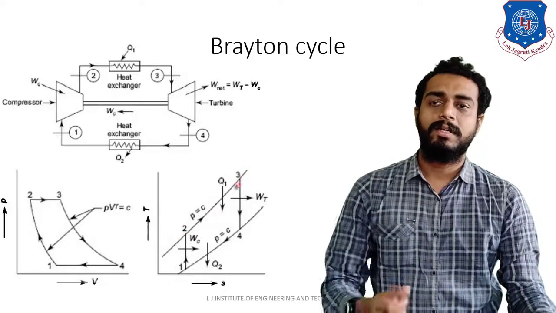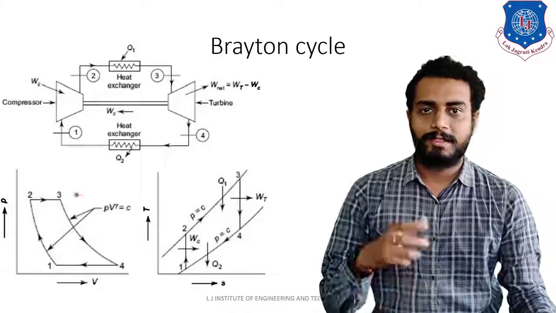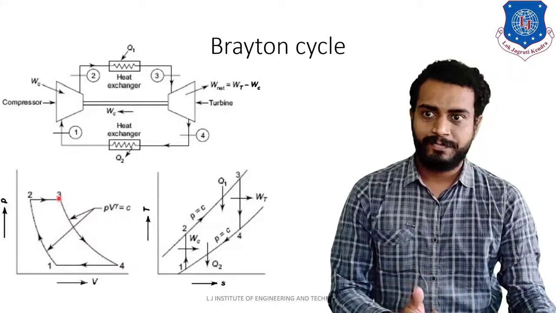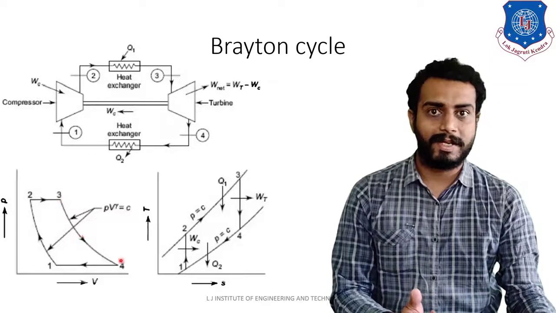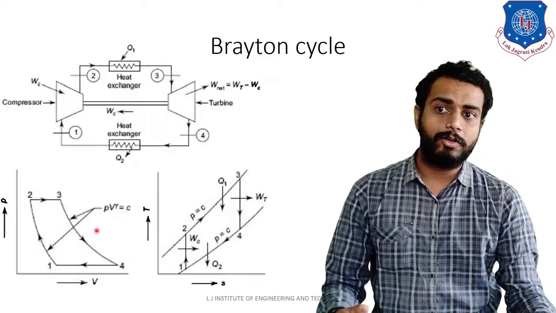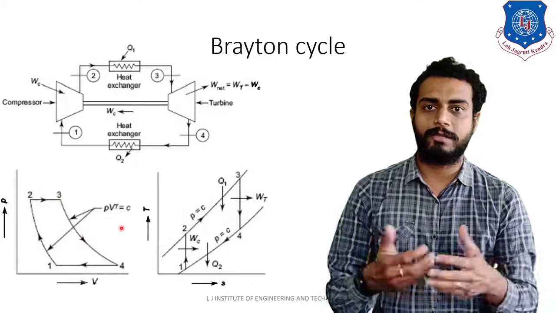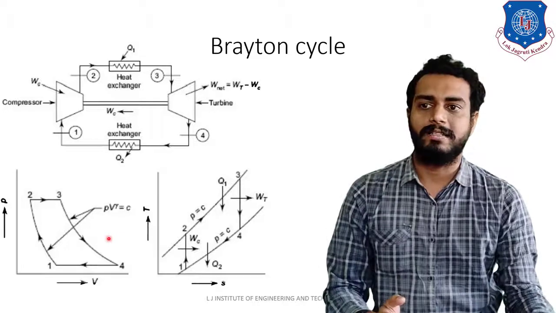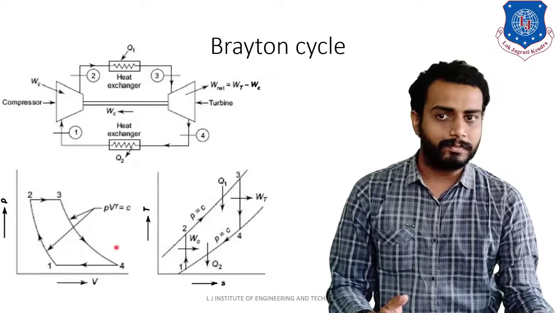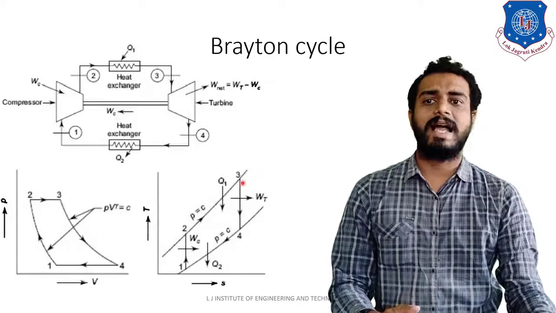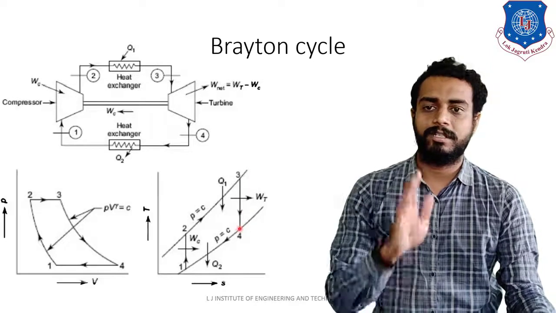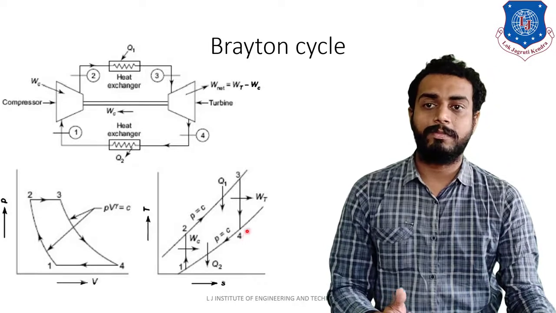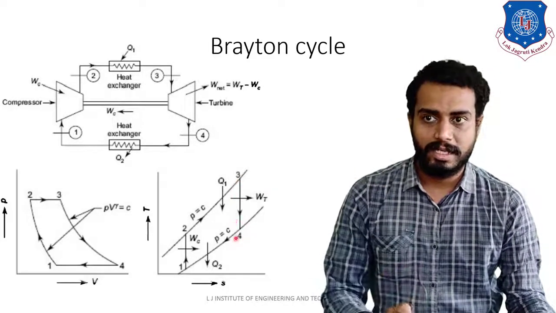Further, 3 to 4 is the turbine expansion, so reversible adiabatic expansion or isentropic expansion will take place. From 3 to 4 the volume will increase because during expansion the volume increases obviously, and the pressure will decrease. You can appreciate that here. And also 3 to 4 is isentropic, that is why it is drawn as a vertical straight line on the TS diagram, and moving from 3 to 4 the temperature will also decrease.